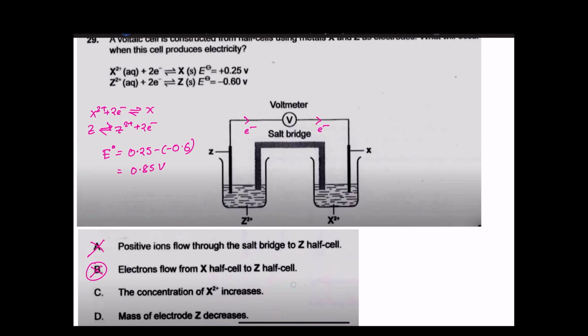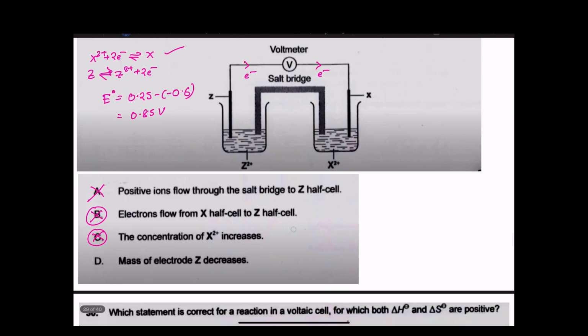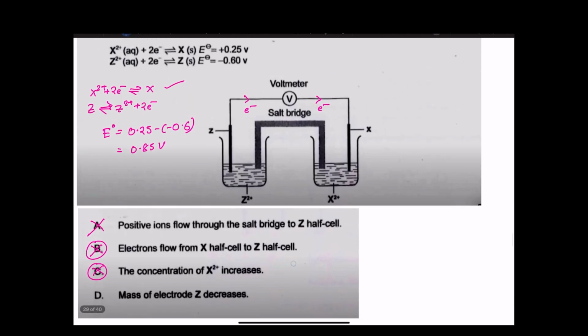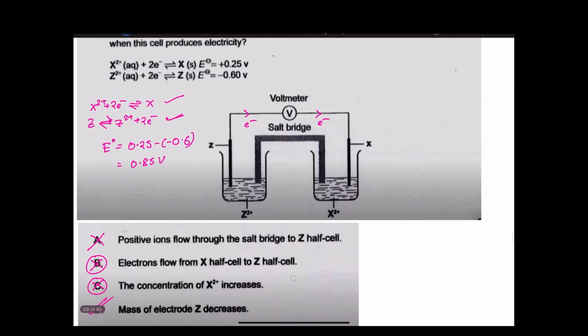The concentration of X2 plus increases. This is wrong because X2 plus is getting consumed. X2 plus and 2 electrons gives you X. The concentration of X2 plus actually decreases. So C is wrong. But for the last one, mass of electrode Z decreases. This is correct because electrode Z is participating in the second reaction. Z is becoming Z2 plus and 2 electrons. As a result, the mass of electrode Z decreases. This is the right answer, and the answer is option D.